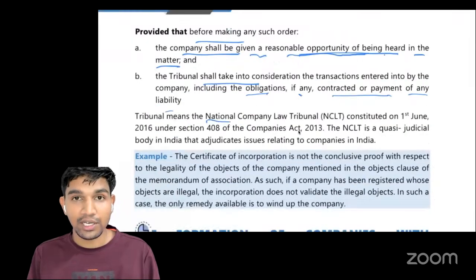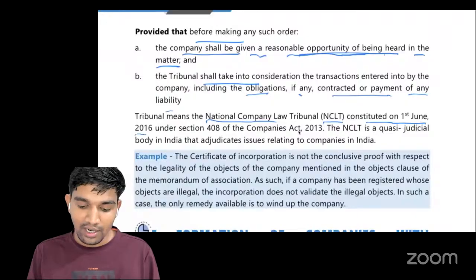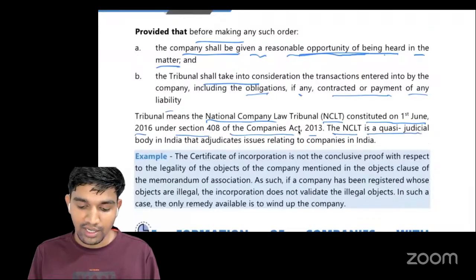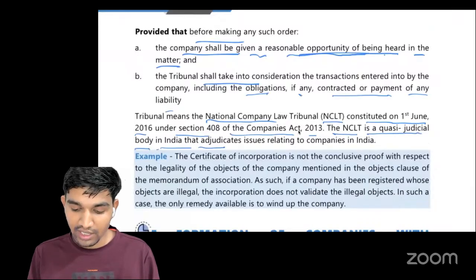Tribunal means the National Company Law Tribunal, NCLT, constituted on 1st June 2016 under Section 408 of the Companies Act 2013, and the NCLT is a quasi-judicial body in India that adjudicates issues relating to companies in India.